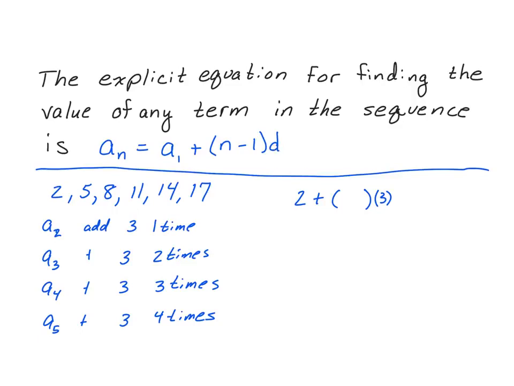So for example, if I want to know the 52nd term of this sequence, you would take that 2 and you would add 51 threes, which means you would add 51 times that difference between the numbers. And we get that 51 from the n minus 1.